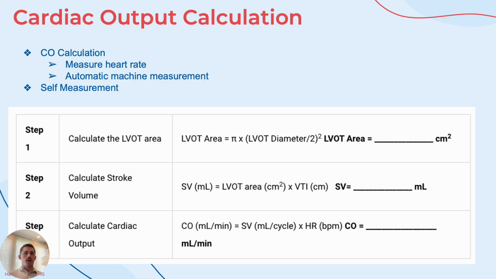Once we've gotten the left ventricular outflow tract area and the stroke volume, we can put them into the last step, step 3 of our stepwise process, to actually get the cardiac output. Your machine might be doing this for you, but fortunately we have our little pocket card with all of these calculations on it so that we can do them ourselves.